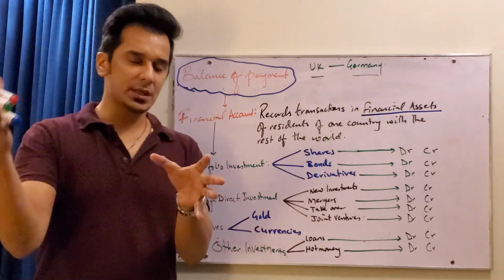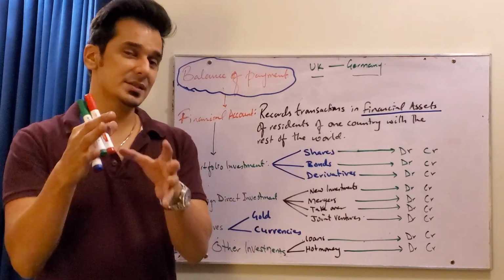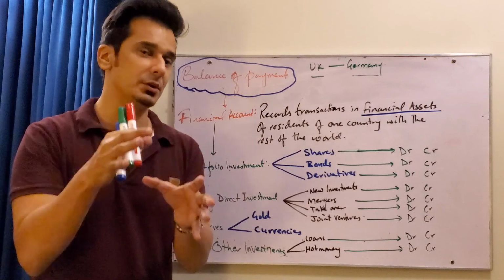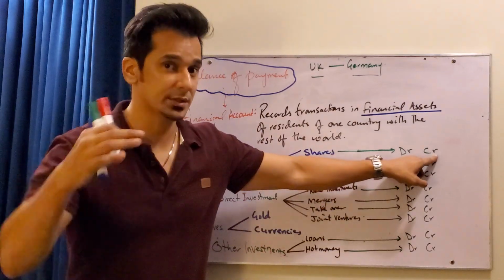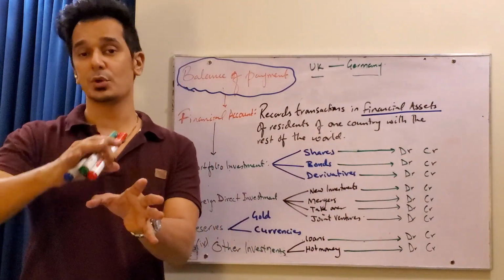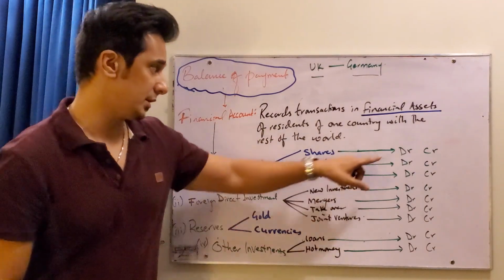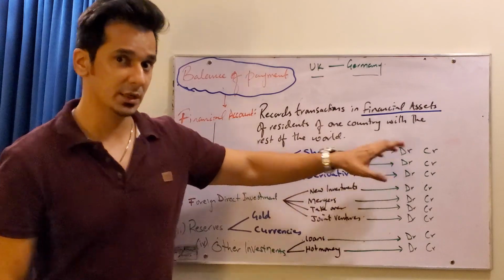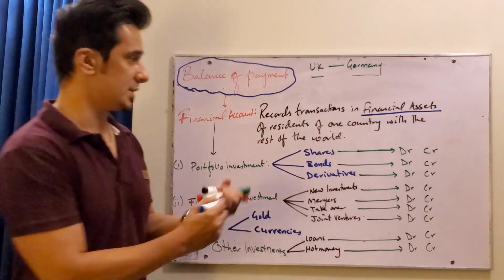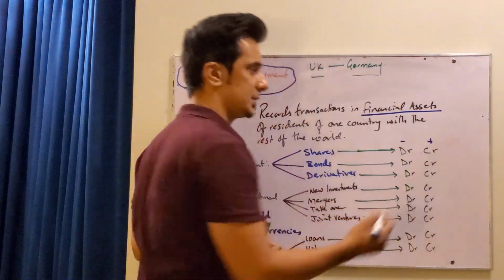Any money that comes into the economy is considered as what? Inflows. It would be treated as credit. Money is coming into the economy. Any money that goes out of the economy is treated as what? Outflows, but it would be treated as debit. Are we getting it? Money is going out. This is minus and this is plus.